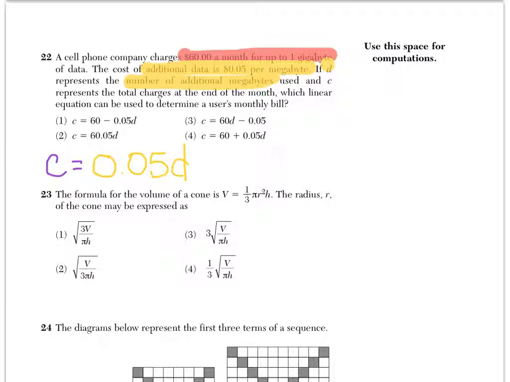We still have to pay that at the beginning of every month. So if we have to pay that, it would look something like this because we have to add the 60 on to every additional megabyte that we pay for. Therefore, answer choice 4 is correct.